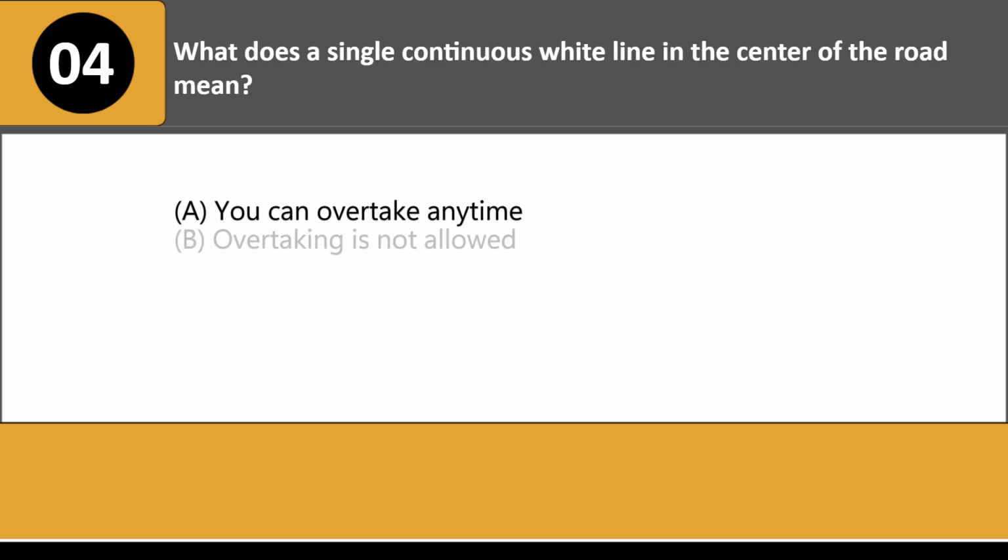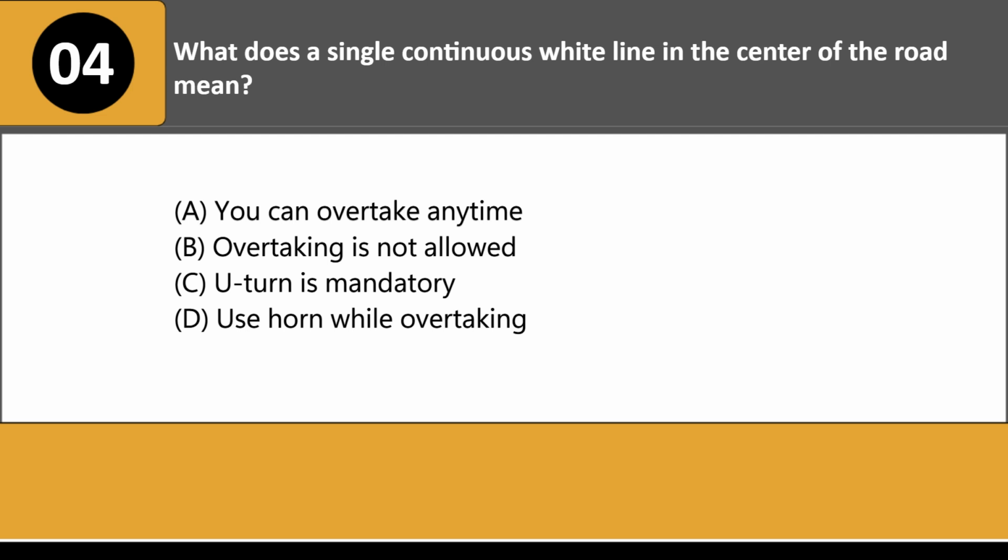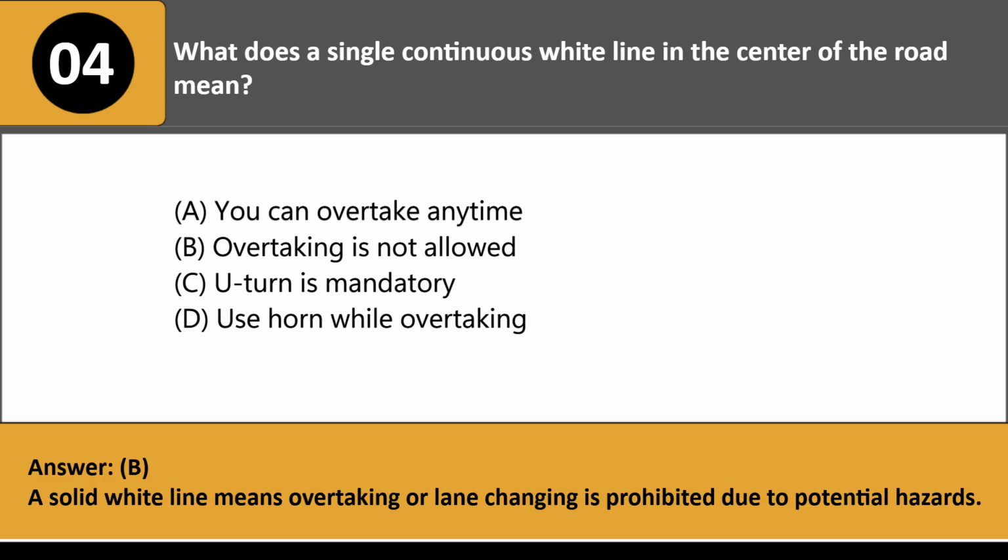What does a single continuous white line in the center of the road mean? A. You can overtake anytime. B. Overtaking is not allowed. C. U-turn is mandatory. D. Use horn while overtaking. Answer B. A solid white line means overtaking or lane changing is prohibited due to potential hazards.